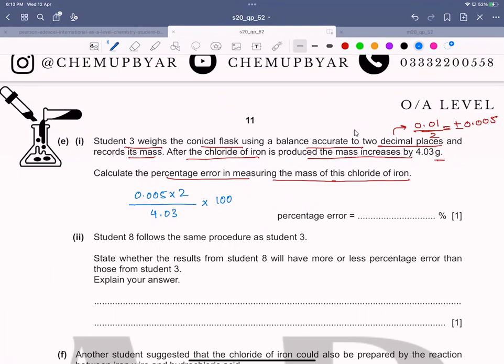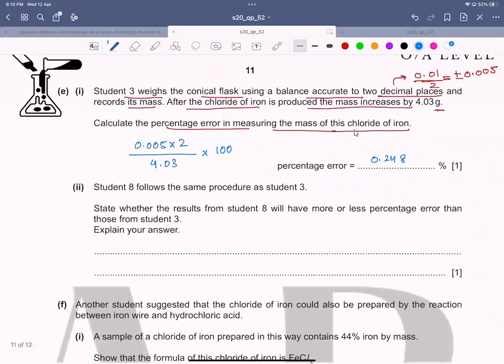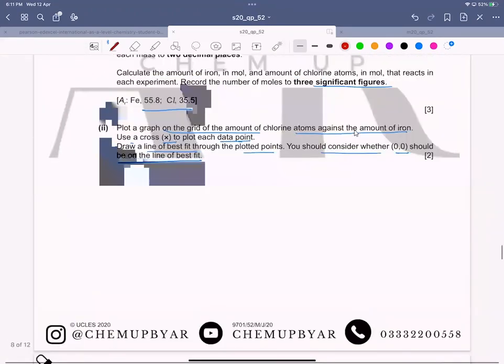0.248. Okay, 0.248%. That is the percentage error. Now student 8 follows the same procedure as student 3. State whether the result from student 8 will have more or less percentage error than that from student 3. Explain your answer. Okay, there is an increase in mass of 4.03 by student 3.